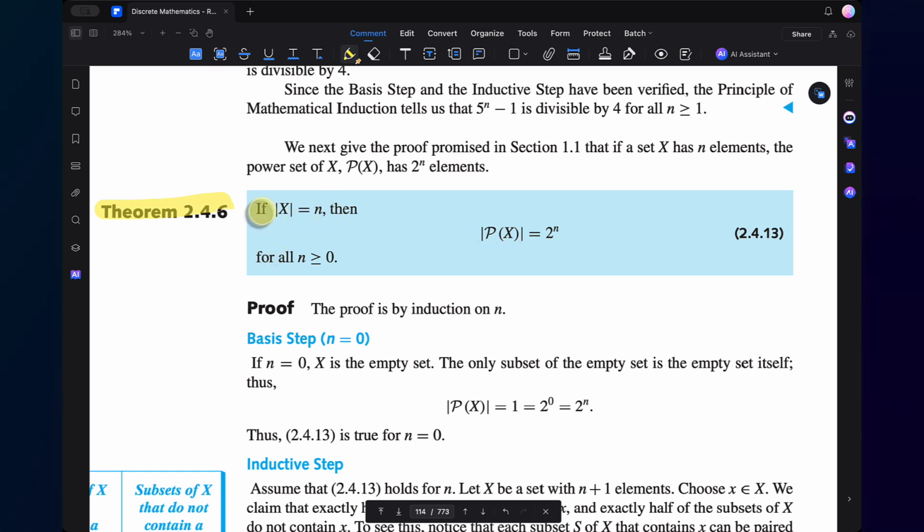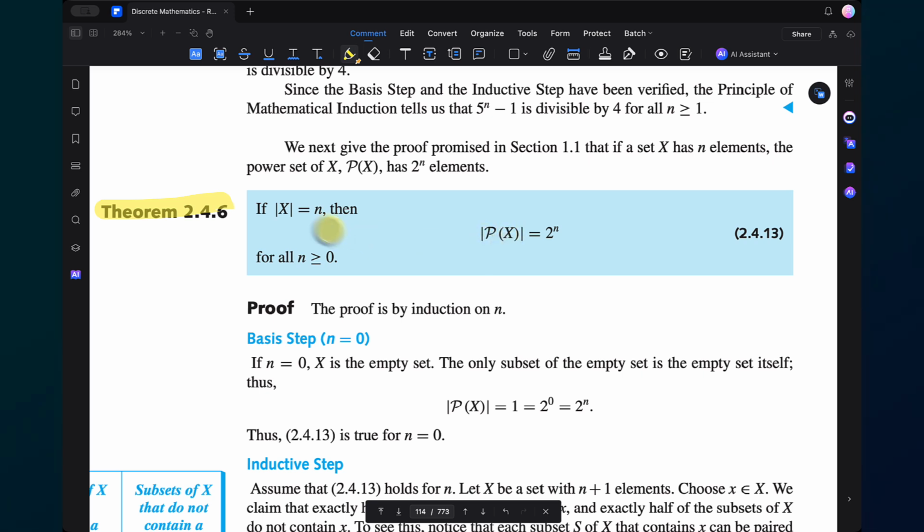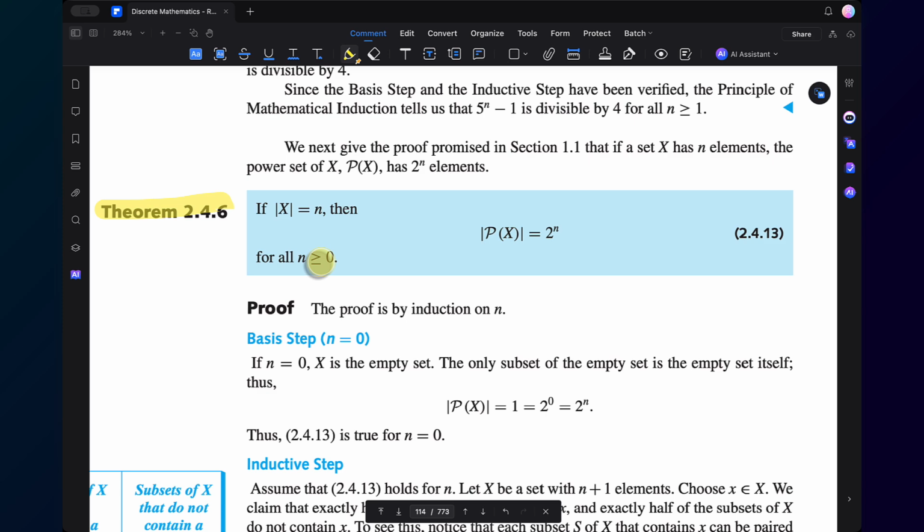So the theorem is that if the number of elements inside of X is equal to n, then the number of subsets of the set X is equal to 2 to the n for all n greater than or equal to 0.